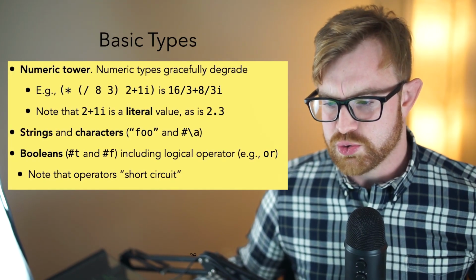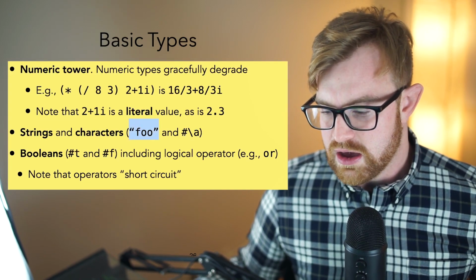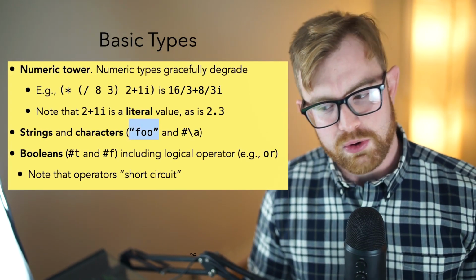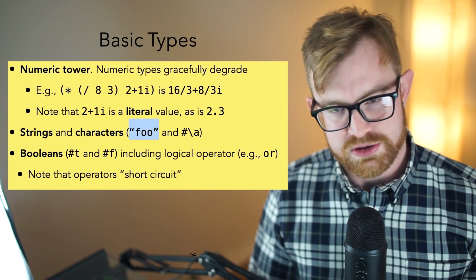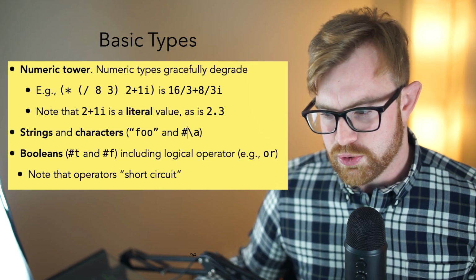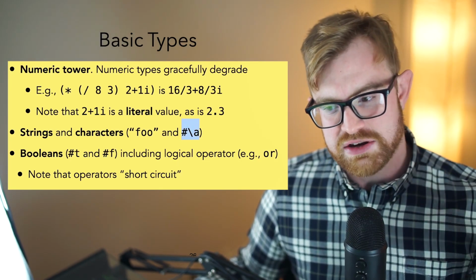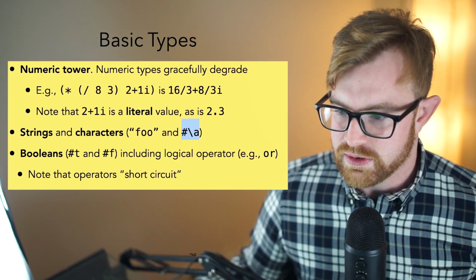We also have strings and characters. So strings are written in kind of the conventional way. You can just use quotes and then type whatever your string is out. I believe Racket supports Unicode and all of that. And then individual characters and code points are supported with this kind of weird notation where you do the sort of hash and then backslash and then the character name.